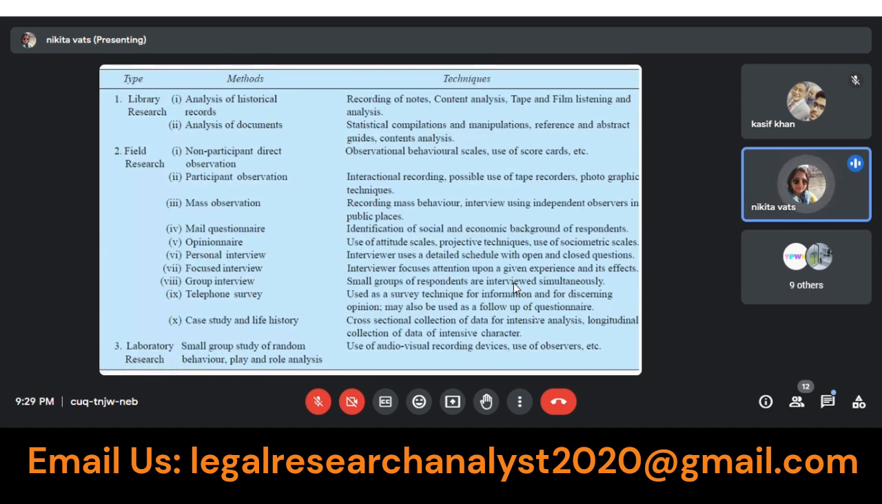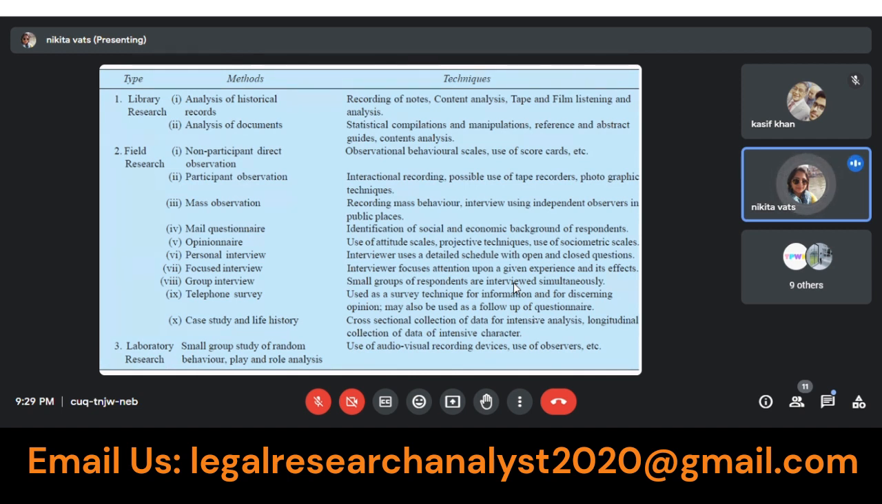Participant observation is, I hope you know, where the participant knows. So you're observing the participant. Mass observation is when you're talking about mass behavior, how people behave in public places, using independent observers. Mail questionnaires, when you mail the questionnaire. Opinionnaire means when you try to find out the opinions of people.